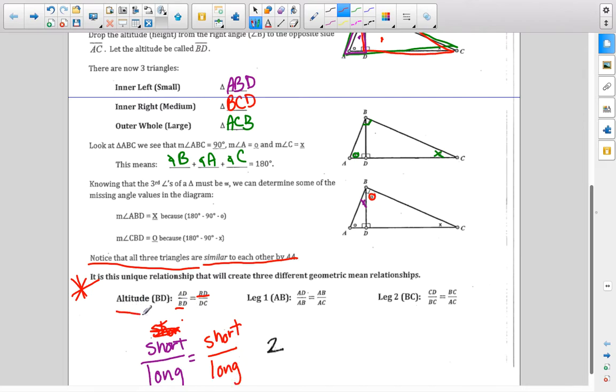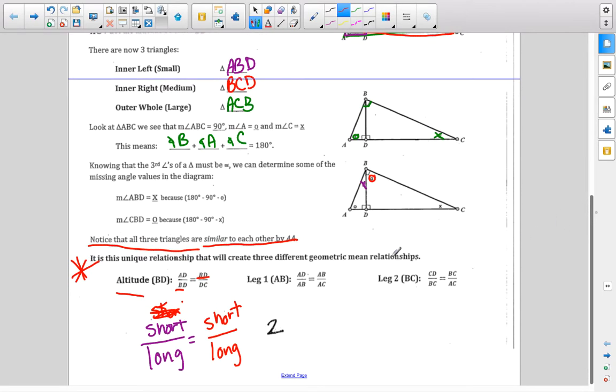So here's how we can find the length of the altitude, BD, if we have enough information. Let's say we have a short leg and we have a long leg: the short from the little one and long from the medium one. We can set up short over long equals short over long, cross multiply, and divide. Now let's look at number 2. AD, this is when we're looking for AB. So we're looking for this side over here.